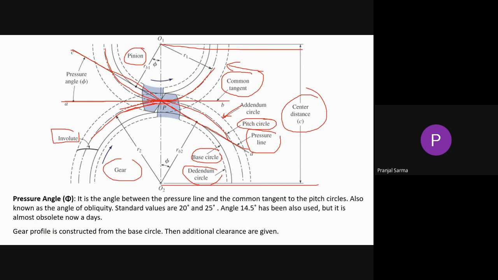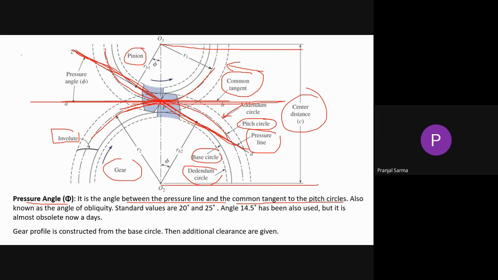So what is this pressure angle? It is the angle between the pressure line and the common tangent to the pitch circle. What is the common tangent? This one is the common tangent to the pitch circle, and this is the pressure line. Along this line the force transfer takes place whenever motion is transferred from the driver to the driven.